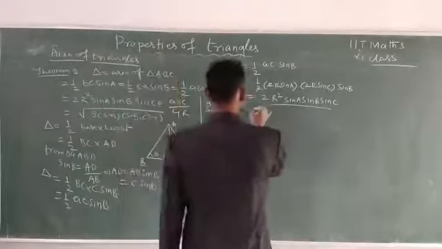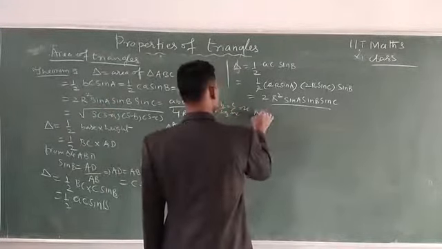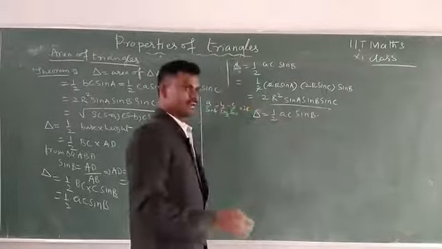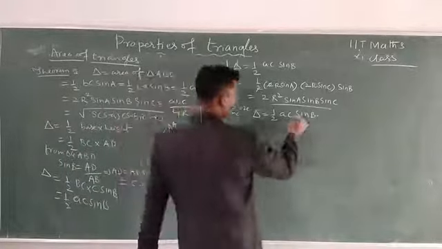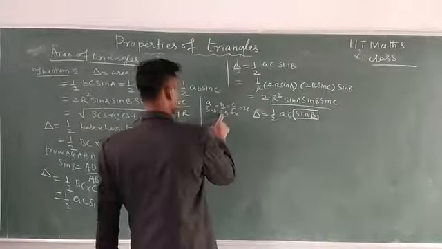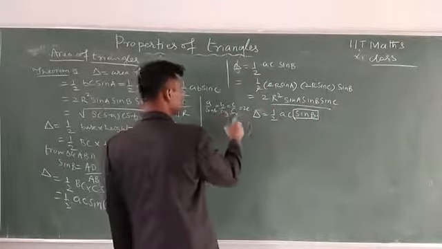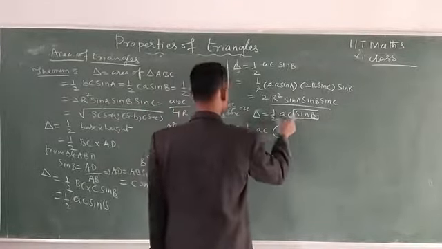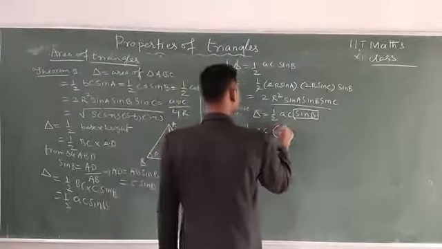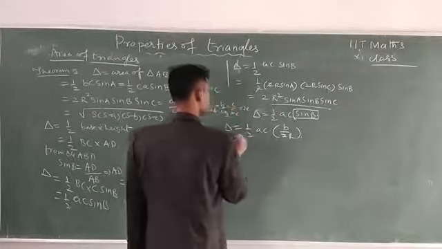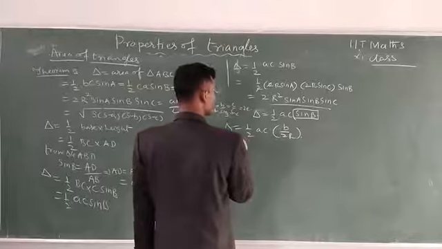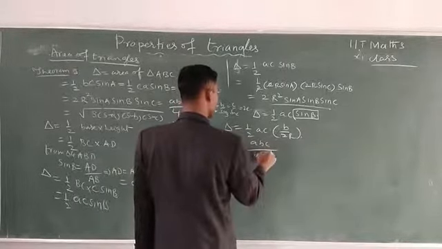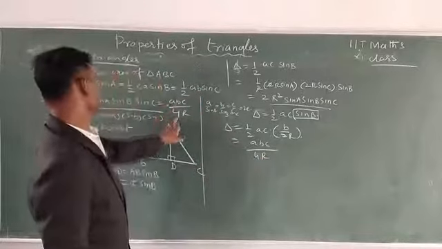Now see here, as it is, you can take delta is equal to half into AC sin B. Now here, instead of sin B, I will take B by 2R. Now delta is equal to 1 by 2 into AC into, instead of sin B you can write B by 2R. Now this is ABC by 2 into 2, that is 4R. See here, ABC by 4R.